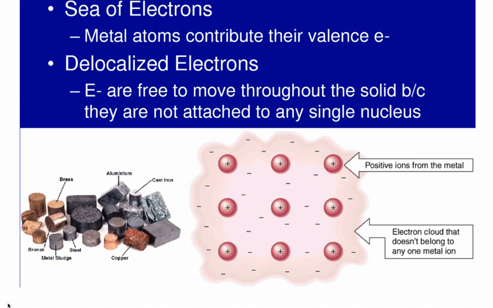Like we said, there's the sea of electrons. Metal atoms contribute their valence electrons kind of to each other. Those electrons, the key word is, are delocalized and they're free to move about. So they're not attached to any single nucleus.